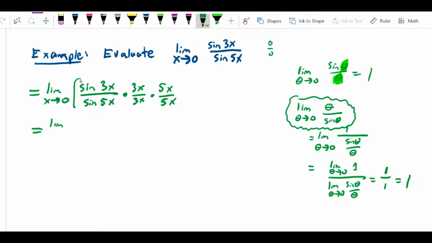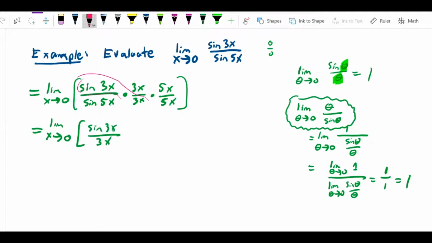Let's rearrange. I'm just going to put brackets around this so it's clear we're taking that whole limit. I just want to rearrange these terms a bit. So notice that these terms kind of pair with each other, the sine 3x and 3x. So that's going to be sine 3x over 3x.